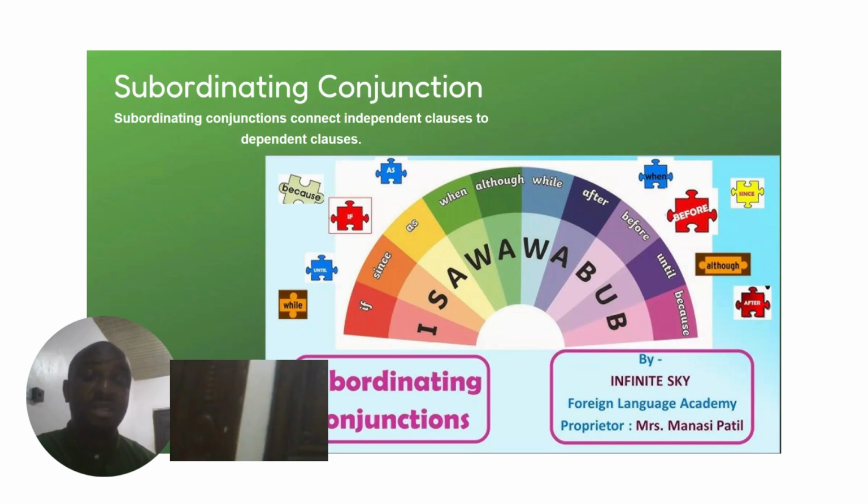If, since, as, when, although, while, after, before, until, because are all subordinating conjunctions, and they are used in joining independent clauses, or we call them subordinating clauses. So let's see how they are used in joining independent clauses.